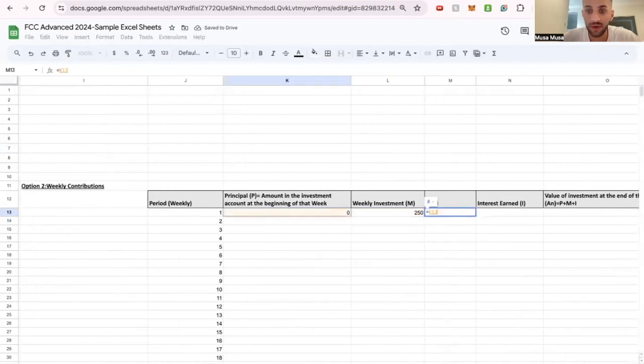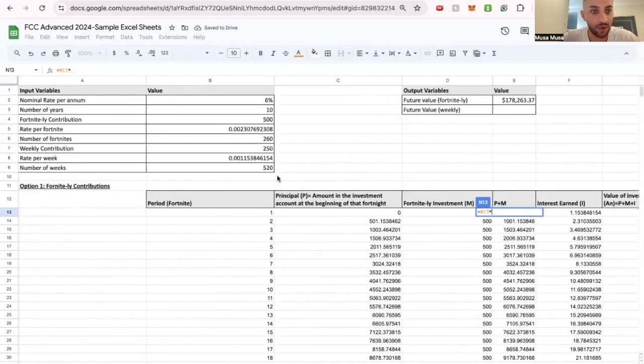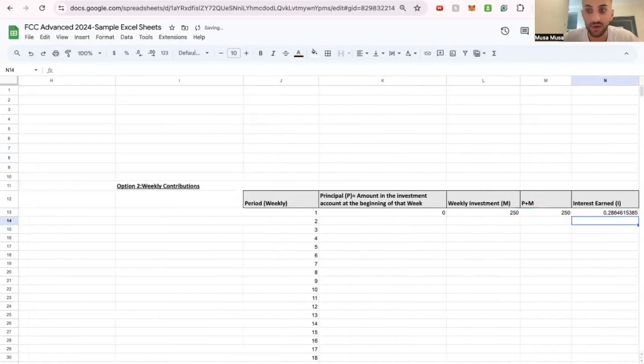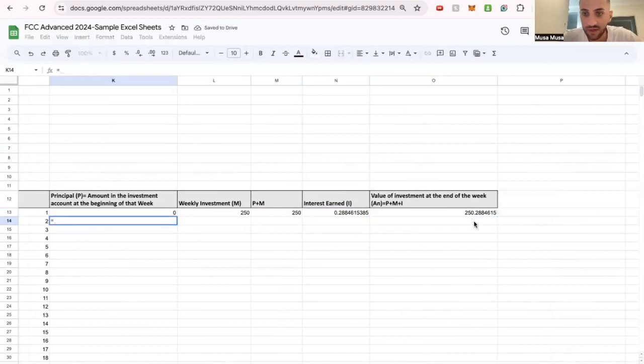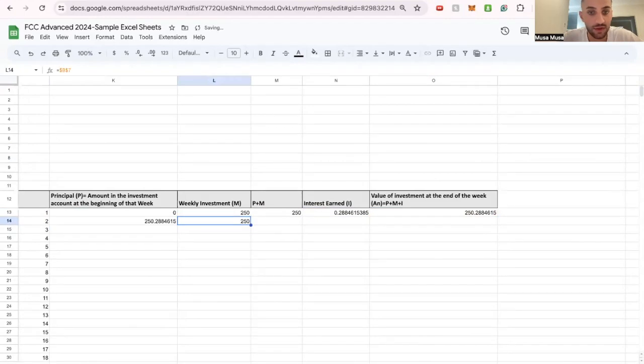This is going to equal that plus that. The interest earned is going to be this times the interest rate per week, which is that number. And then I'm going to fix that number again because I'm always going to be referring to it. And then the value of the investment at the end of the week is going to be that plus that. This number is going to be that number there. This is going to be 250.